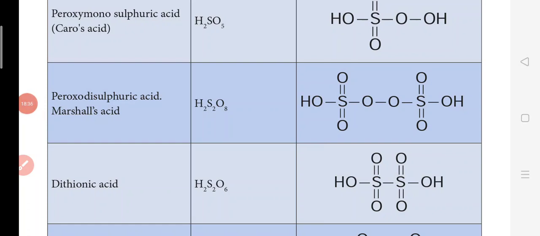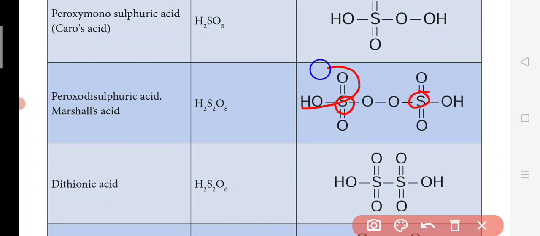And Peroxo Disulfuric Acid or Marshall's acid is H2S2O8. So put 2 sulfur, each sulfur double bond OH, double bond OH, and everything sulfur and hydrogen is over.